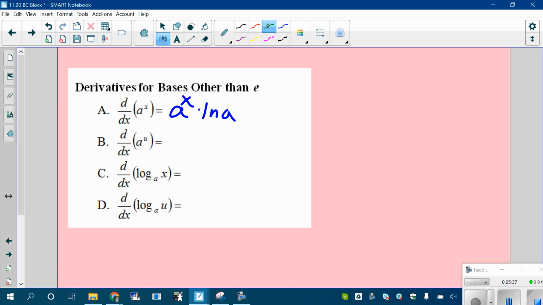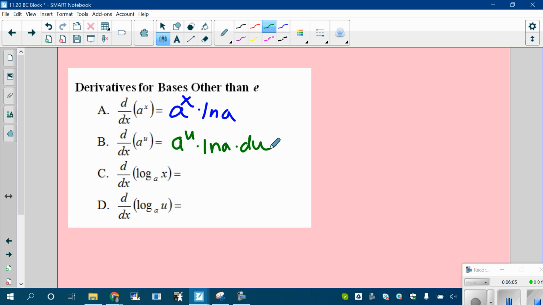If the other function is a to the u, so it's something other than e as the base, and the exponent is a function of x, then you have to make two adjustments. The derivative of a to the u is a to the u, adjust for the different base, and do the chain rule. Please note that those two things that you tack on there are tacked on for different reasons. Okay.